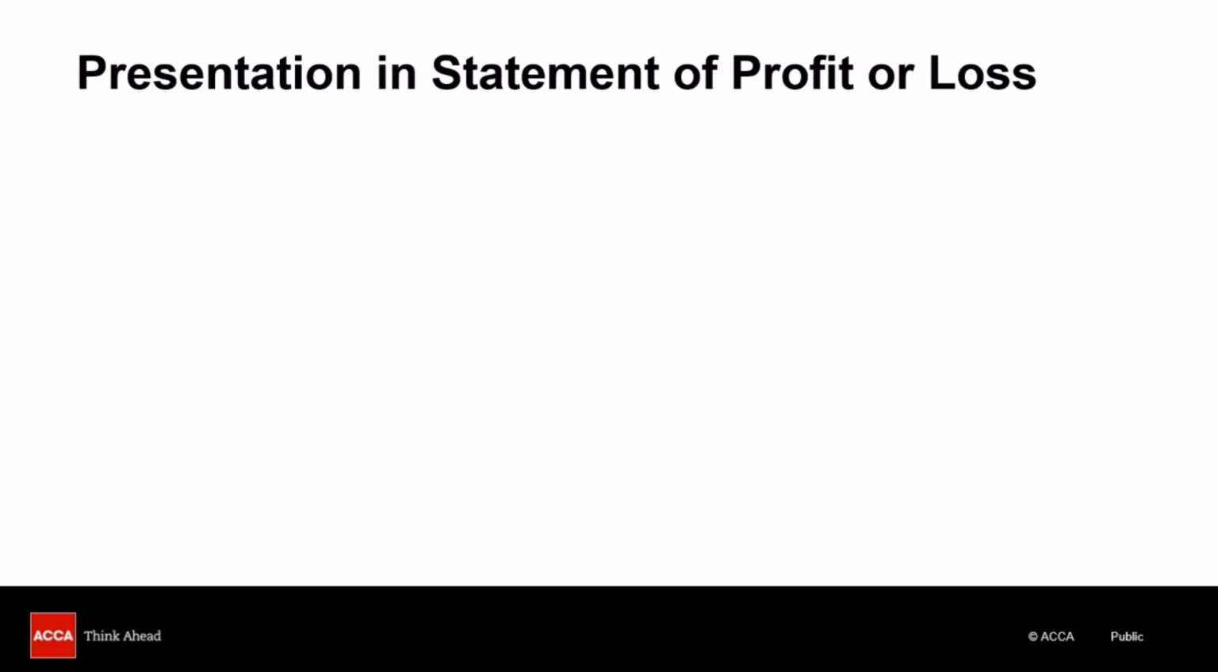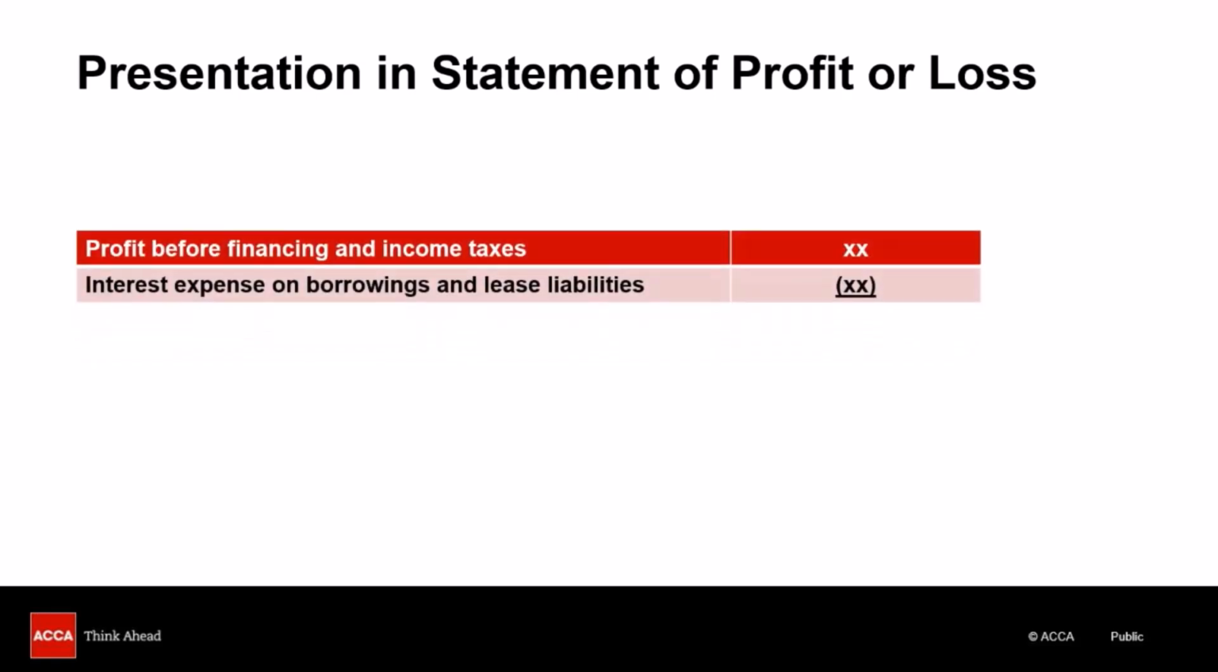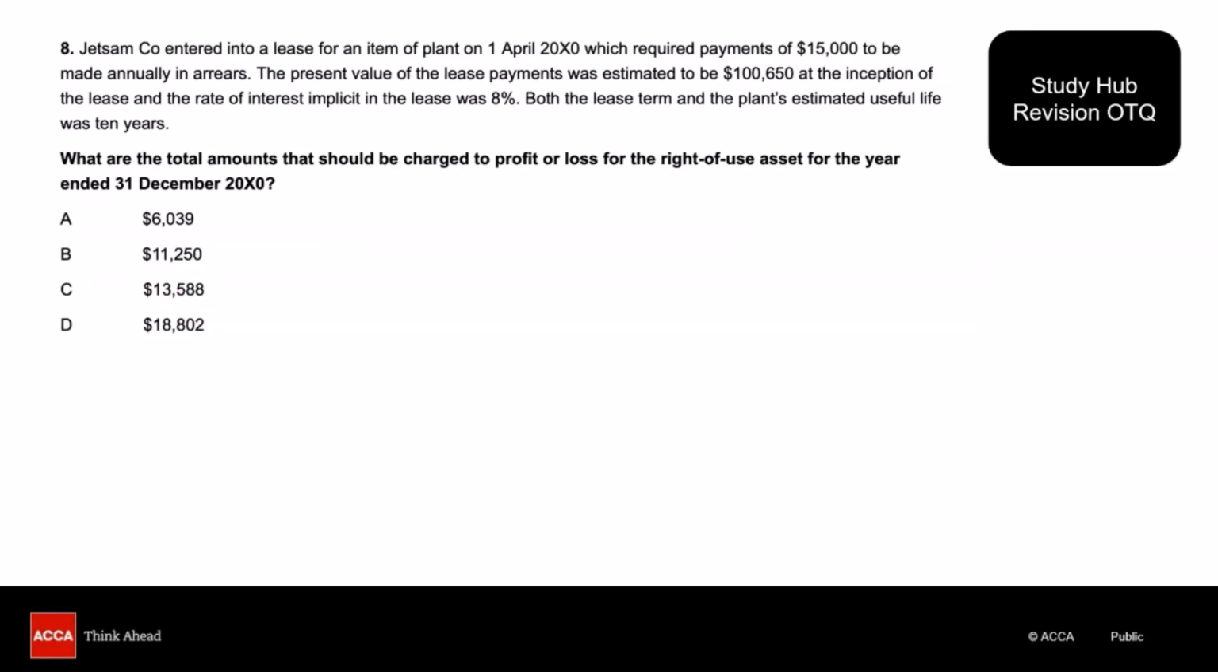From the perspective of presentation in the statement of profit or loss, we have the profit before financing and income taxes calculated. From this, we then subtract the interest expense on borrowings and lease liabilities. These are called financing activities, and after that, the amount that we get of profit is called profit before income taxes. So please make sure you place it properly in the statement of profit or loss.